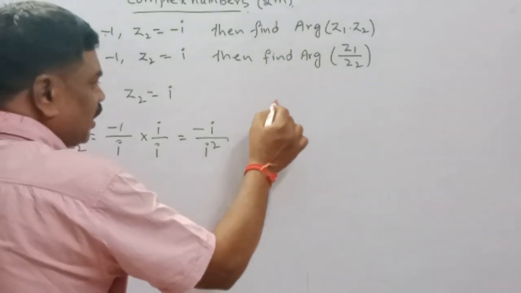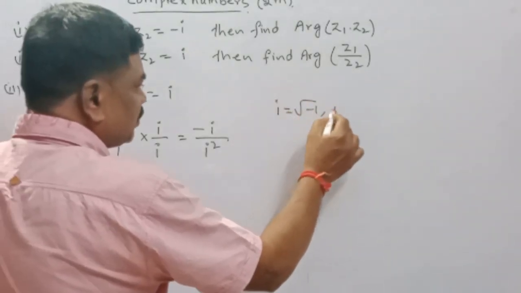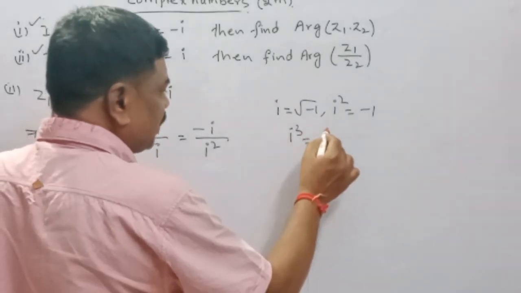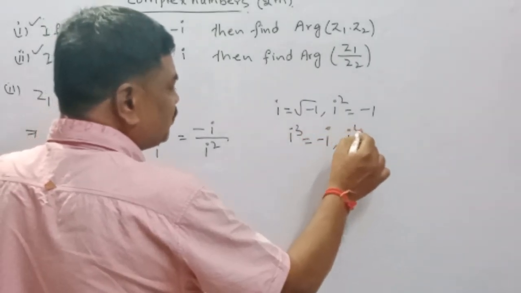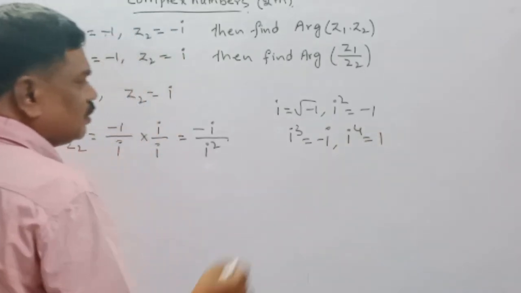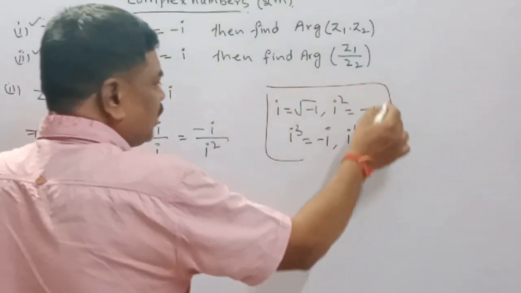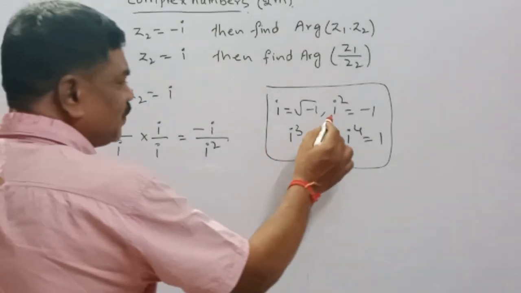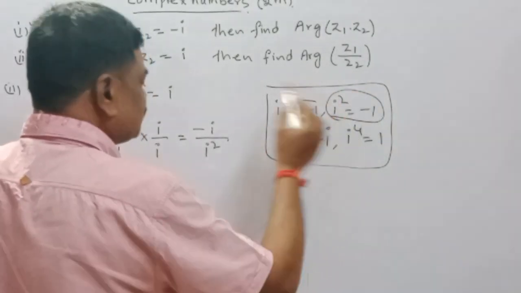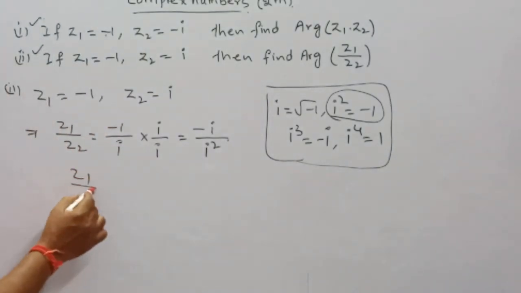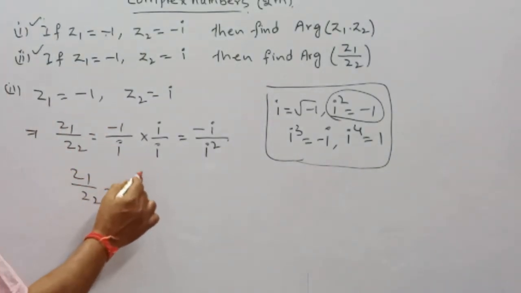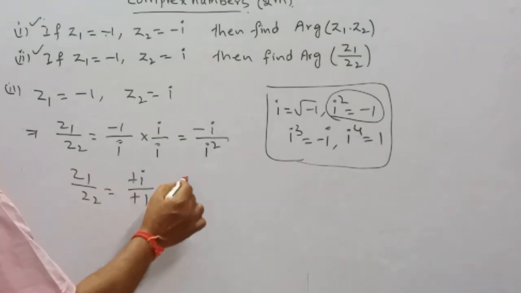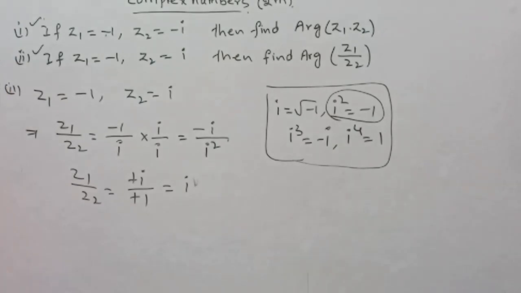We know that i is equal to root minus 1. i square is equal to minus 1. i cube is equal to minus i. And i power 4 is equal to 1. This is the formula. Here, what is iota square? Iota square is equal to minus 1. So Z1 by Z2 is equal to minus i by minus 1. So minus minus gets plus. This is only iota.